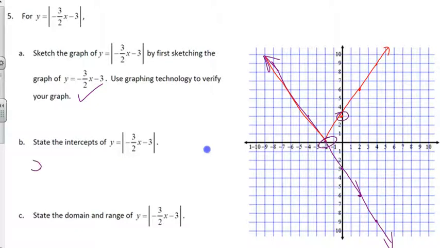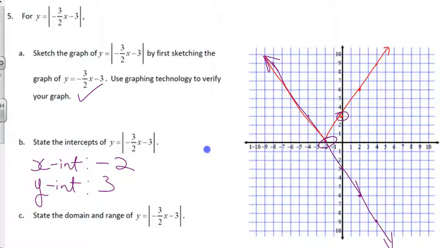The x-intercept is, and the y-intercept is 3. Okay, so the x-intercept is -2, right? That's a place where we cross. In this case, we're not really crossing the axis. Right? We're just going down. We're hitting the axis and bouncing off it. Okay, we're reflecting at that point.